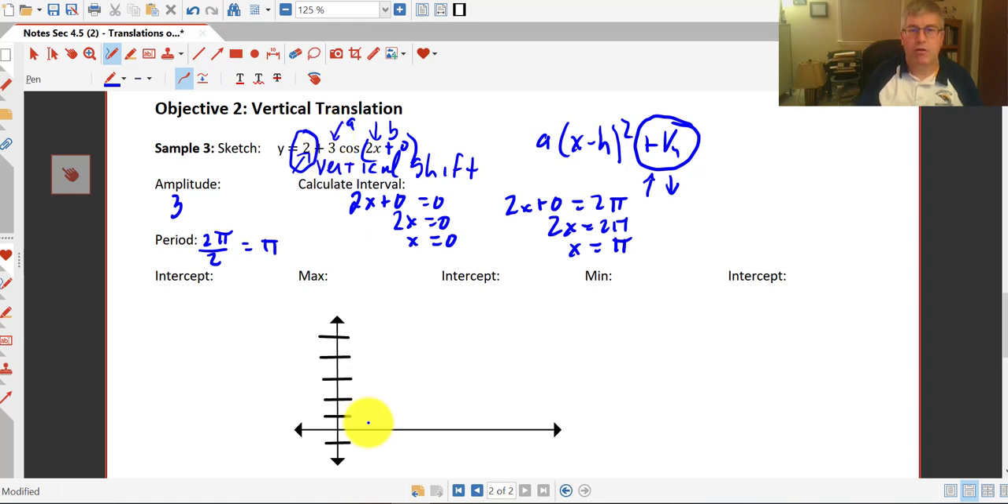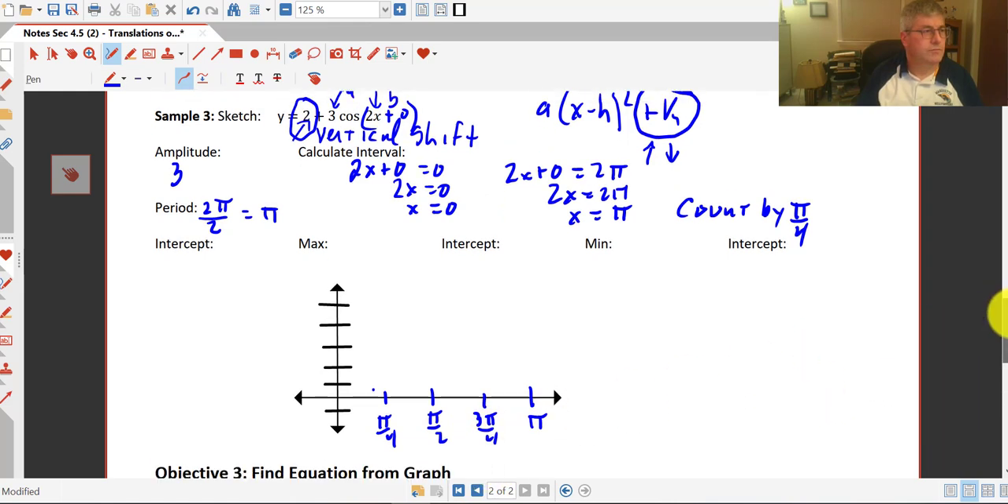Now we're graphing the cosine curve. So we're going to start at 0, and we're going to count by pi over 4s. We're just going to split this into 4 equal parts. So count by pi over 4s. We can go all the way out to pi. Halfway will be pi over 2. So pi over 4 and 3 pi over 4 on our x-axis. And it looks like we're going to count by 1s here.